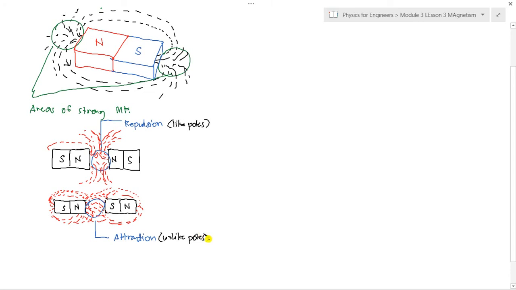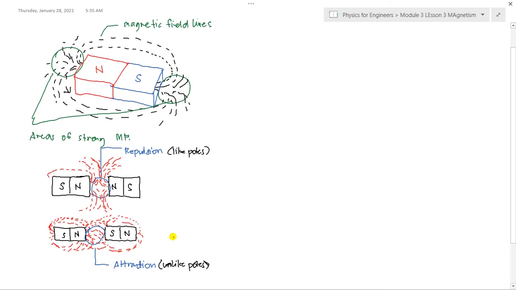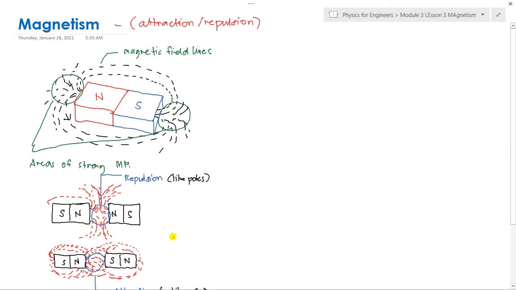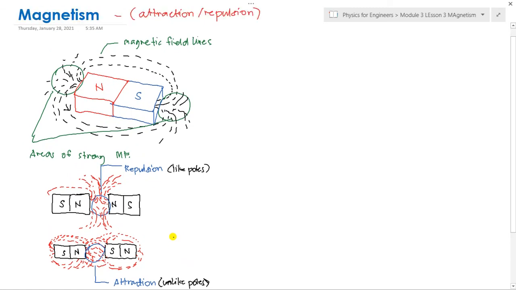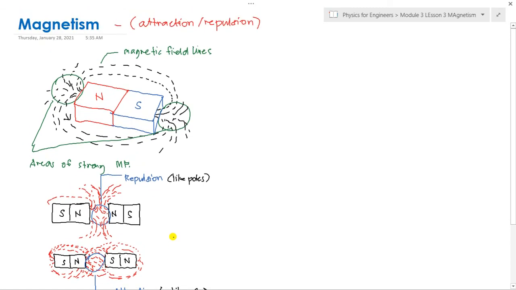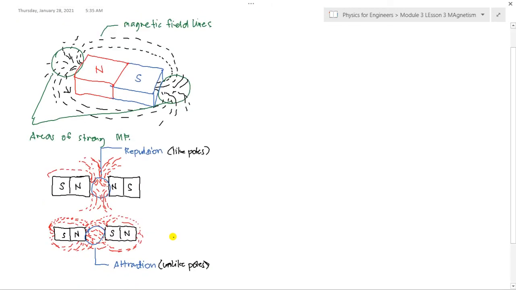Okay, and of course this is just a review because magnets are covered in elementary. If the same, poles repel, then different poles attract. So that is the representation and manifestation of magnetism. And of course, magnetism comes from a source.